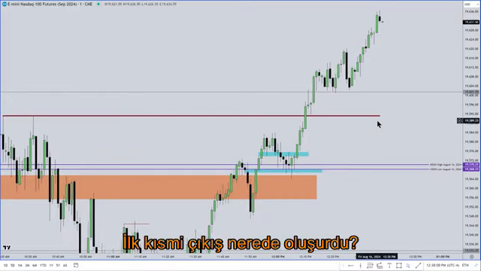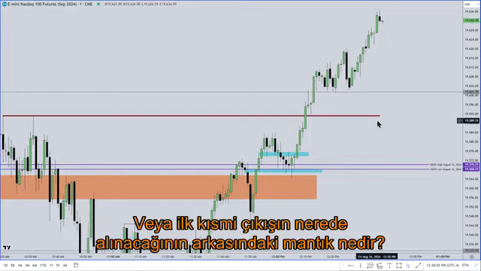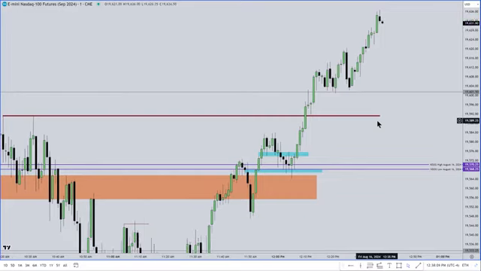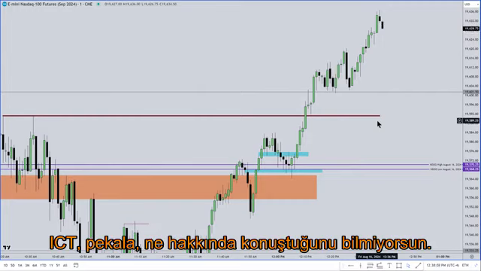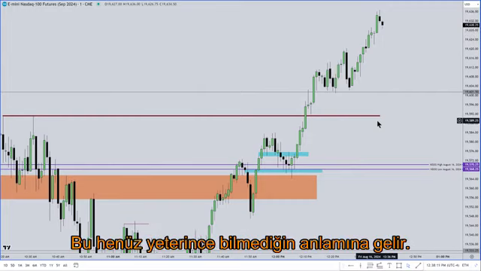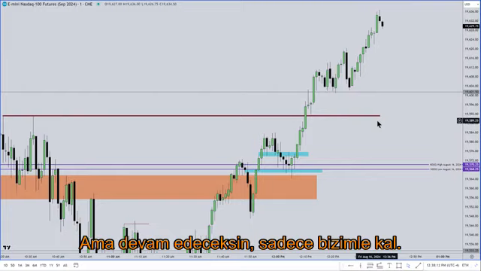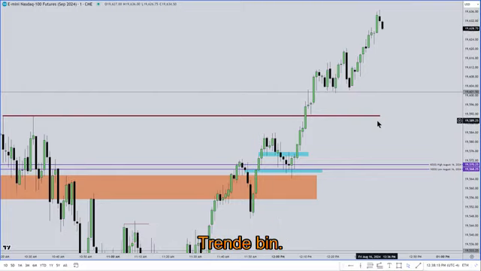Where would be the first partial formed, or what's the logic behind where the first partial would be taken? All of this can be added. Some of you are going to be like, well, you can't do that, ICT. Well, you don't know what you're talking about. That means you just don't know enough yet, but you will. Just stay with us. Stay on the train.